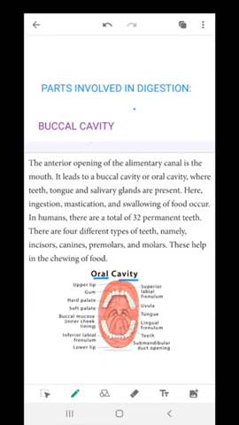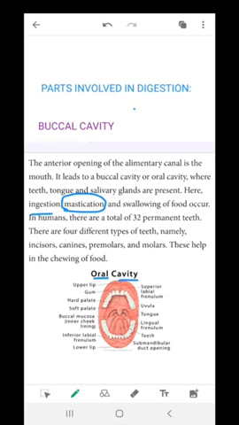It leads to the buccal cavity or oral cavity, which consists of teeth, tongue and salivary glands. Here ingestion, mastication and swallowing of food occur. Ingestion is the taking in of food. Mastication is a very important term. What is meant by mastication? The crushing or chewing of food, which changes it into a bolus, a slimy substance. This is known as mastication. And later on swallowing will take place.